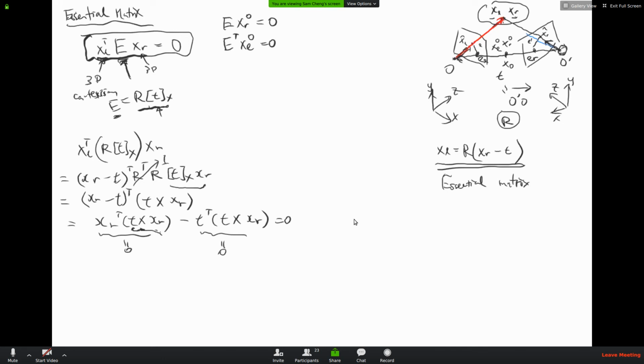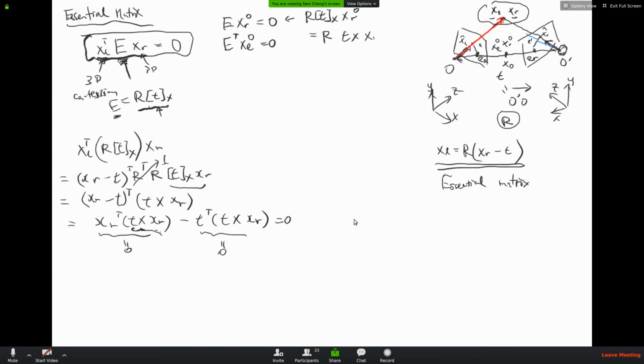So let's say for this guy here, we have E is equal to R times Tx, right? So E xr naught is R times Tx times xr naught, that one. So therefore this will be equal to R times T cross xr naught.